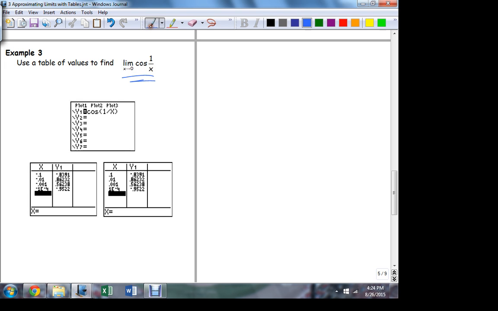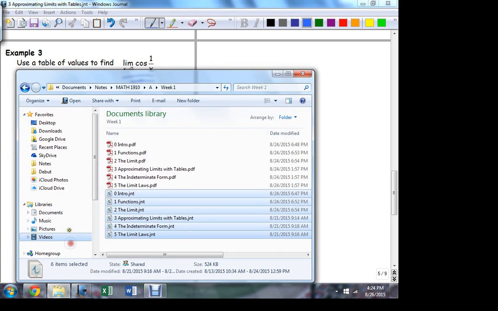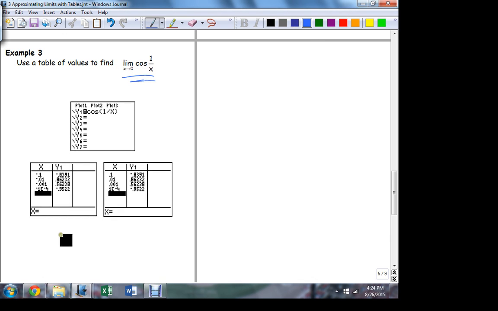And so here's an example of a function whose limit fails to exist, right? These function values are not closing in on any particular value. They seem to be randomly distributed in a sense. So here's an example in which the conclusion is that the limit doesn't exist.